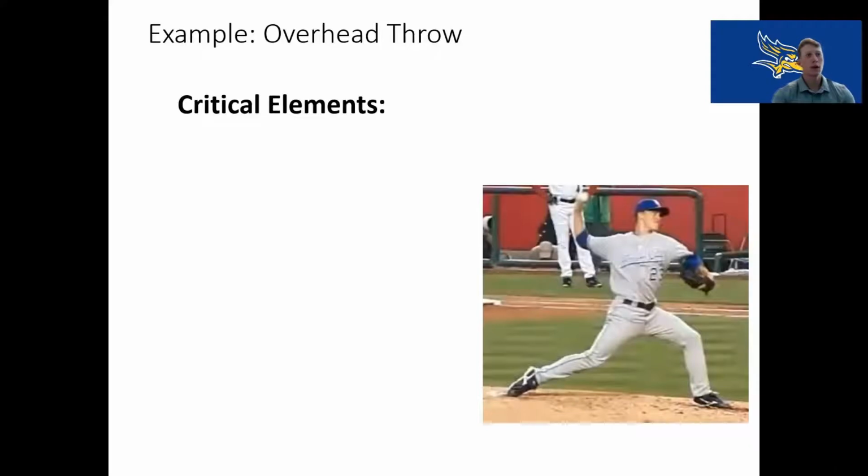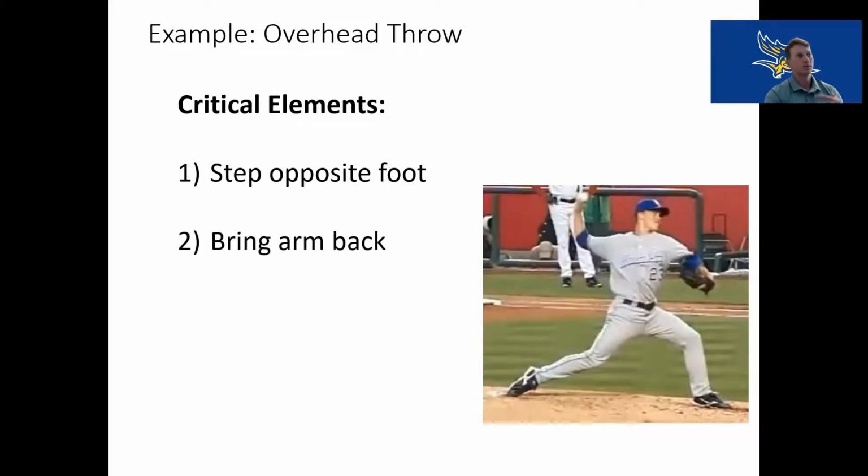So we'll look here at our execution phase. This is where he begins to create that rotation from his lower half and translate it up all the way through the ball in his hand. So here we're looking at stepping with the opposite foot. What direction is his foot? Is his front foot directed towards his target? How does he bring his arm back into external rotation or into layback with his throw? So how smooth is he moving his arm back into that cocked position?